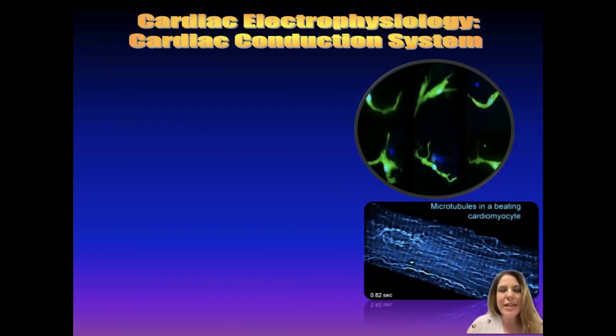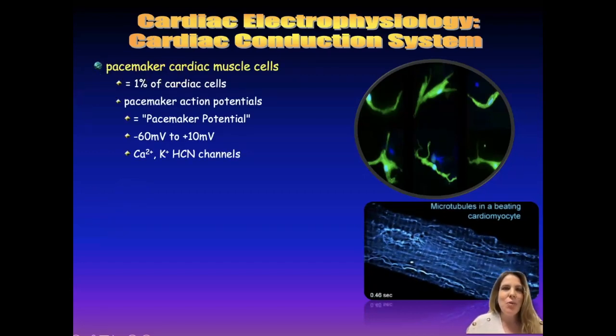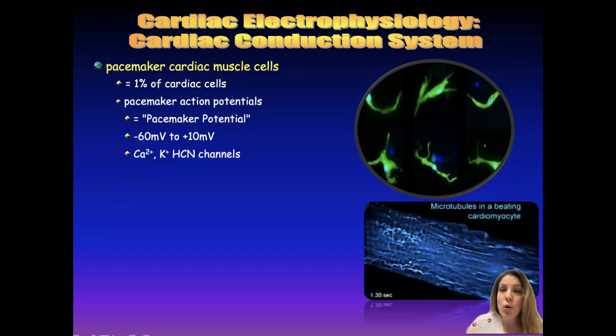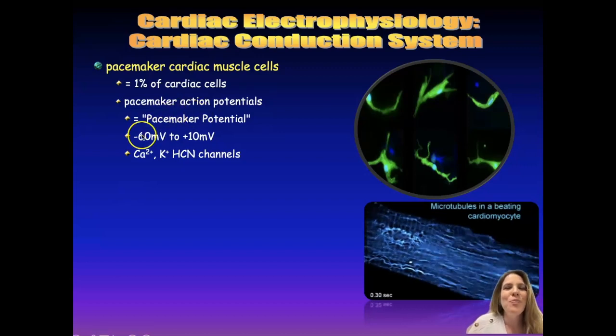So now let's break down the types of cells we're going to be talking about when we're talking about heart electrophysiology. We already mentioned pacemaker cells. Pacemaker cells are groups of cells in the heart that are going to set the rhythm for the heart. They're going to determine how fast the heartbeats occur in that heart. Out of all the cells in the heart, they only make up 1% of the cardiac cells. So not many cells of the heart are pacemaker cells, but the ones that are play a very important role in the heart.